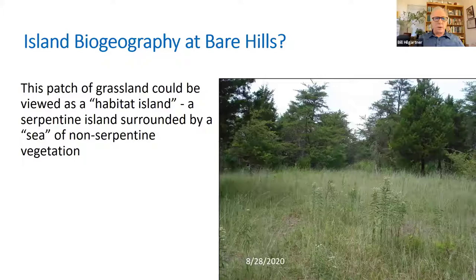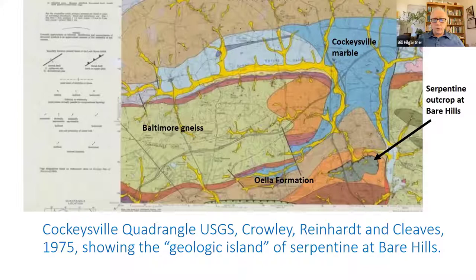To get a better idea of that, looking at a geologic map, I don't know if you can see it, maybe blocked by the, this little gray area here is the serpentine rock type. And as you can see, it's the only little gray area in this entire region, at least in the view of the map, and surrounded by Oella Formation, Baltimore Gneiss, Cockeysville Marble, and so forth.